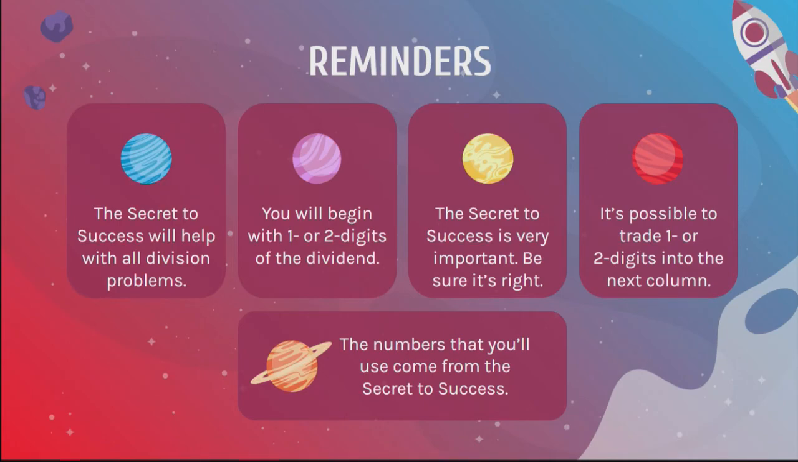So the secret to success will help you with all division problems. Make sure that you do that. You will begin with the 1 or 2 digits of the dividend. You're never going to divide into the whole dividend all at once. The secret to success is very important. So you want to make sure that you are counting it correctly if you need to count. It's possible to trade 1 or 2 digits into the next column, depending on what you get when you subtract. And the numbers that you'll use come from the secret to success, which I've mentioned a couple of times. So keep that in mind.